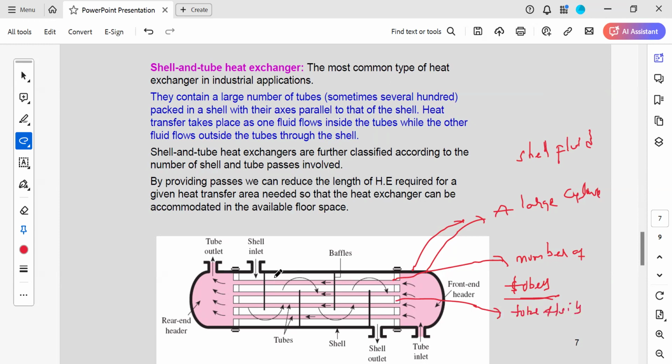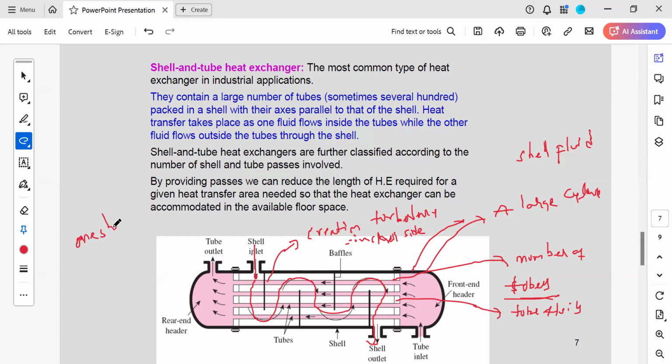Next one is baffles, which are used for creation of turbulence on the shell side, so that better heat transfer takes place between the two fluids. So shell fluid will be entering here. It is traveling like this, and it is coming like this. Entering one side and leaving the other side is called one pass.